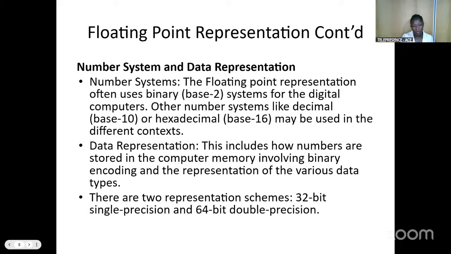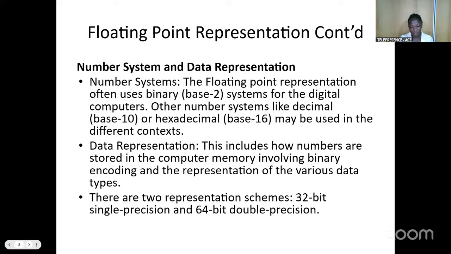So, our number system and data representation. When you talk about number system, the floating point representation often uses binary, as I've said. The binary system is used for the digital computer because that's the language of the computer. It is in zeros and ones. Other number systems like decimal, which is base 10, or hexadecimal, base 16, may be used in different contexts. But for the purpose of floating point numbers, it is majorly in base 2.